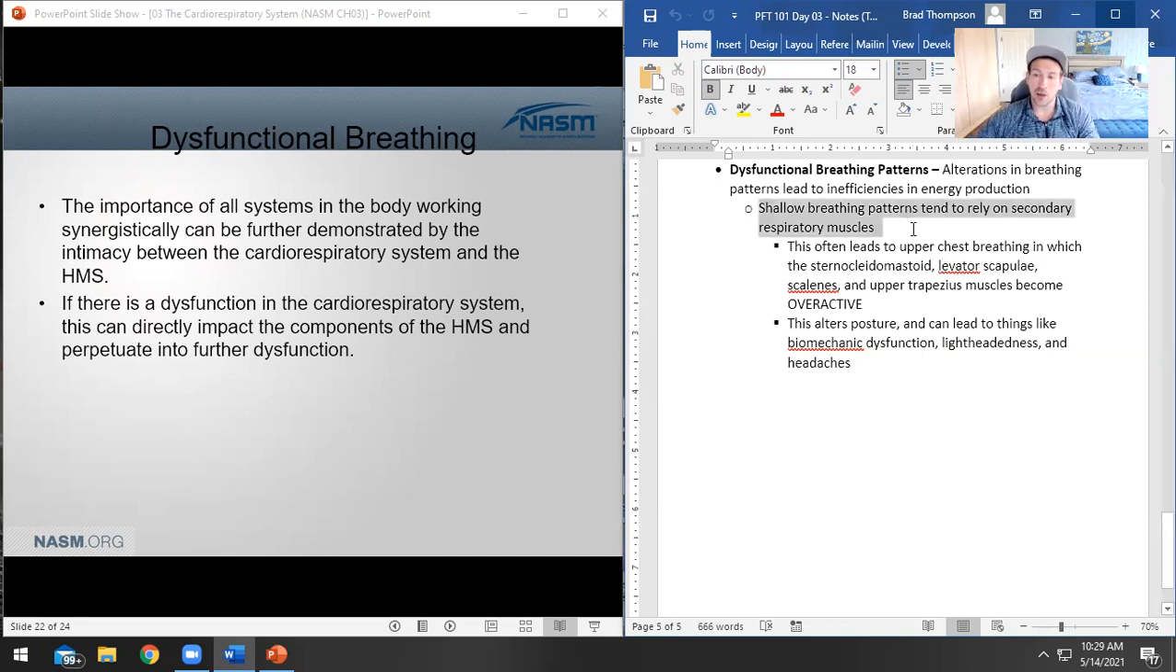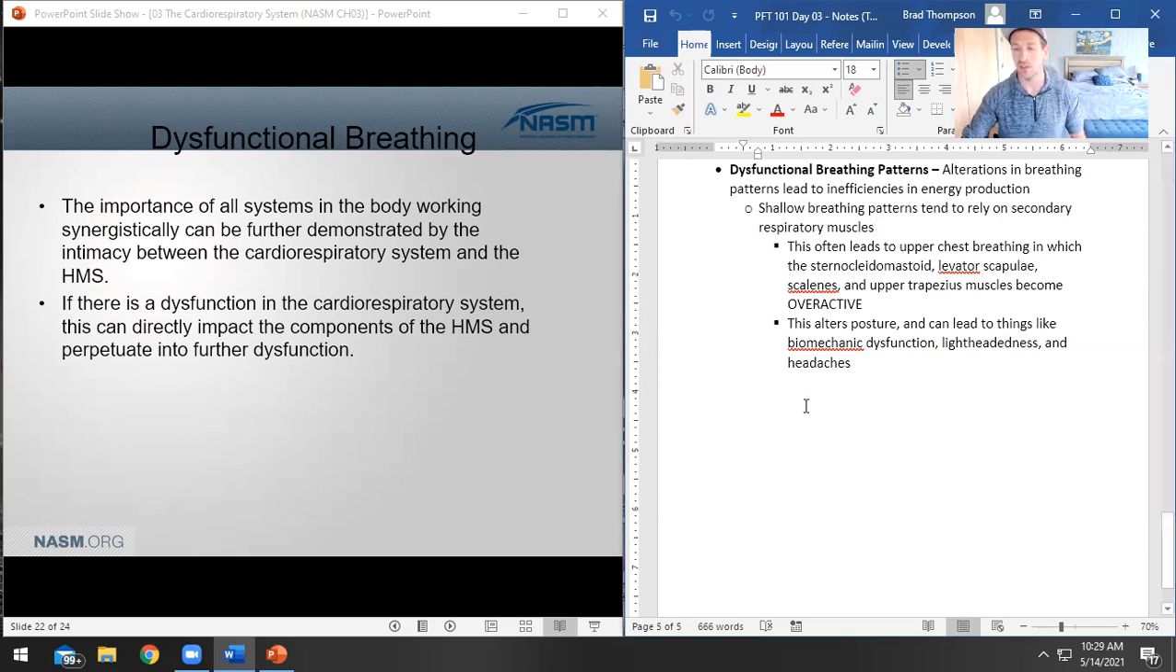So shallow breathing patterns in particular tend to rely on your secondary respiratory muscles, those intercostal muscles, the scalenes, the sternocleidomastoid, the levator scapulae, which wasn't on their list, but it's on a lot of people's lists, and your pectoralis minor, right? All of those muscles also do postural stuff, right? My levator scapula does this. My scalenes do this. My pec minor does that. My sternocleidomastoid does that. If you use those secondary muscles and they start to develop overactivity, well, now they're not going to be able to relax.